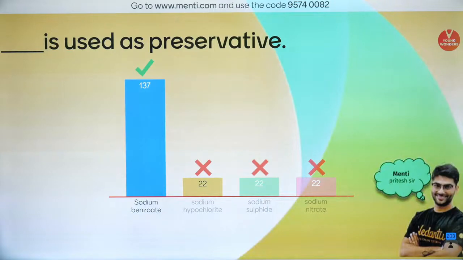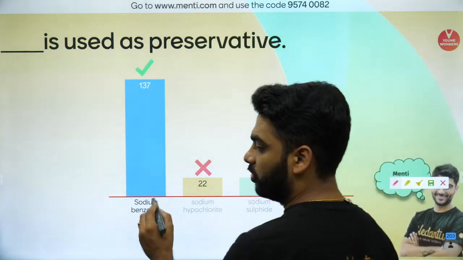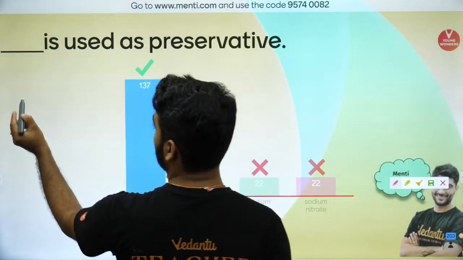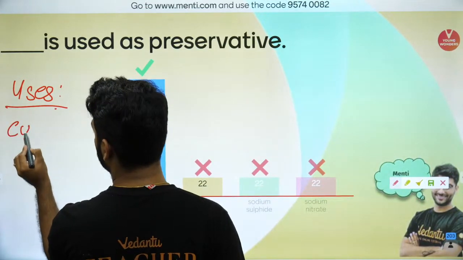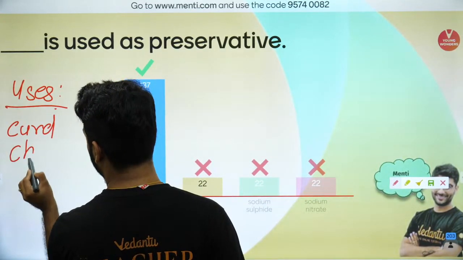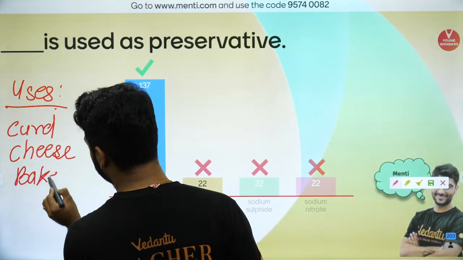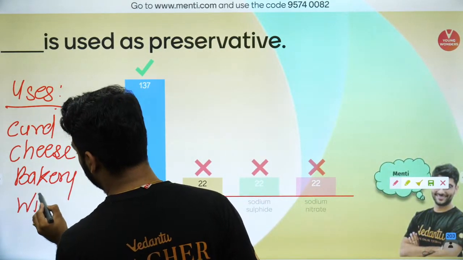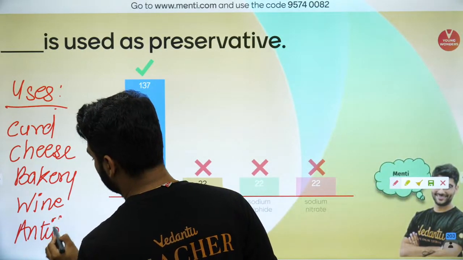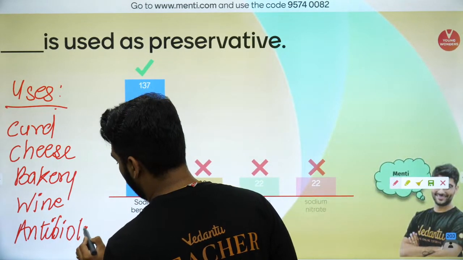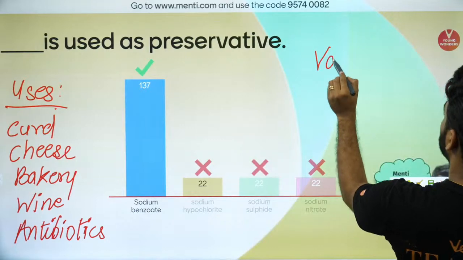Let me quickly tell, since one of you, Charvi, is asking about the uses of microorganisms. Microorganisms are used to make curd. They're used to make cheese, right? They're used in the bakery industry. They're used in the wine industry. They're used to make antibiotics. Right? They're also used to make vaccines.